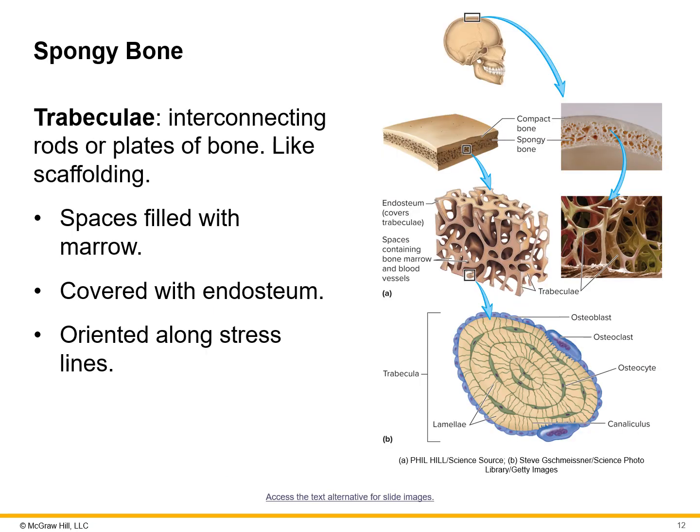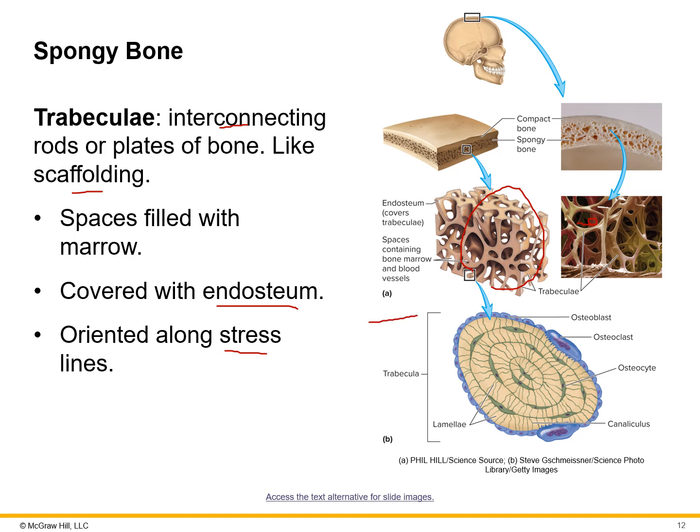All right, now we're talking here about spongy bone. Trabeculae are interconnecting rods or plates of the bone, so like a scaffolding is really what we think about. This here is the trabeculae. It's referred to as spongy bone because it has all these holes or openings. We have these spaces, but it's covered by what's called endosteum, and it's oriented along different stress lines.